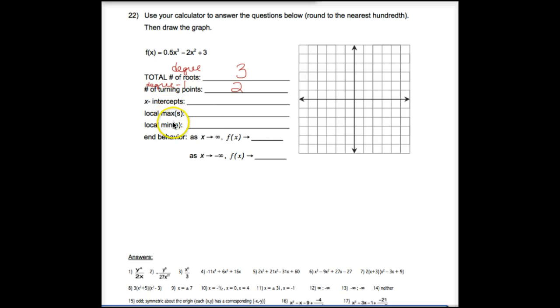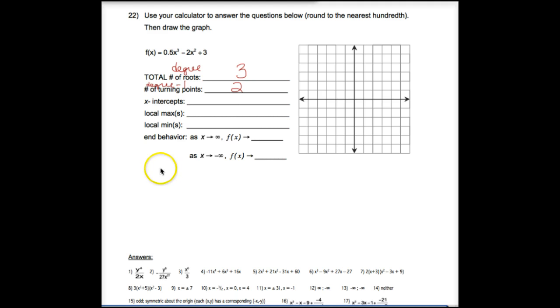X-intercepts, local maxes, local mins, we need the calculator for. So punch this function into your graphing calculator and graph it. In your standard window should be fine. If you want to make your window smaller to match this, you can.